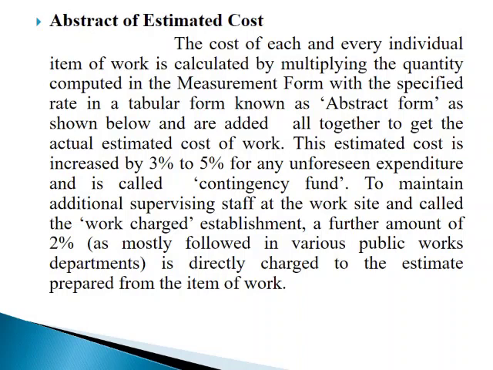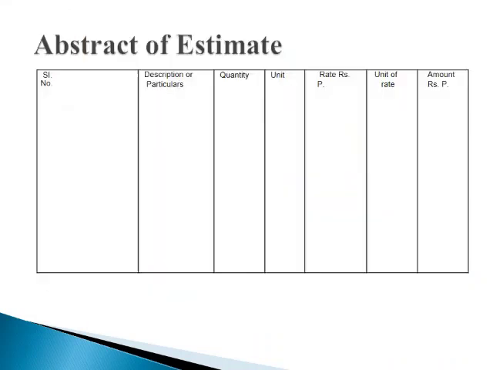Altogether, to get the actual estimated cost of the work, this estimated cost is increased by 3% to 5% for any unforeseen expenditure, which is also called a contingency fund. To maintain the additional supervising staff at the work site, a work charge establishment is provided. A further amount of 2% is mostly followed in various public works departments. The PW department takes 2% of this amount, directly charged to the estimate prepared for their items of work. This is for the abstract sheet.